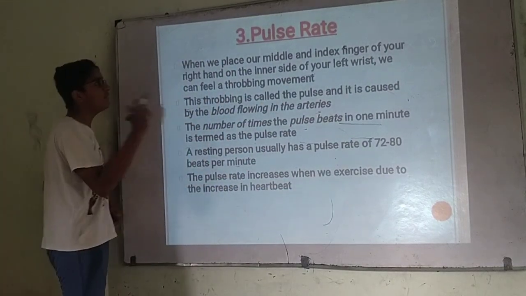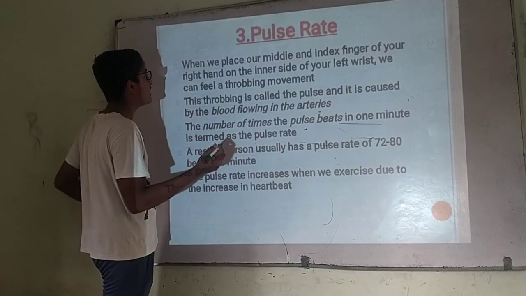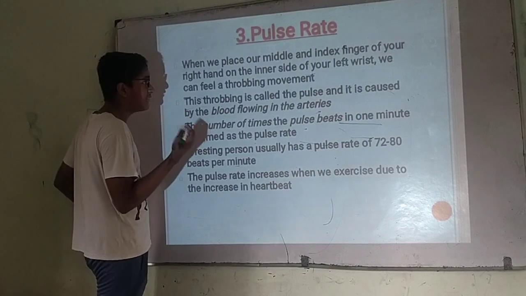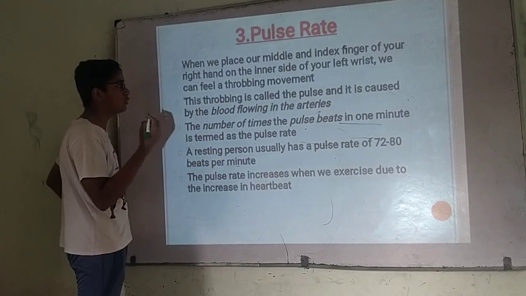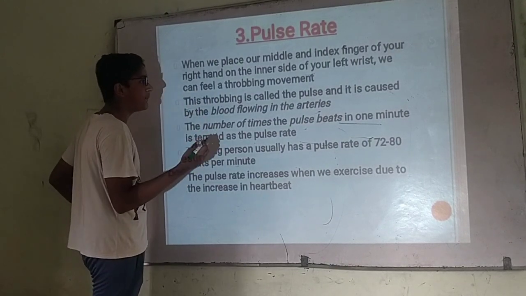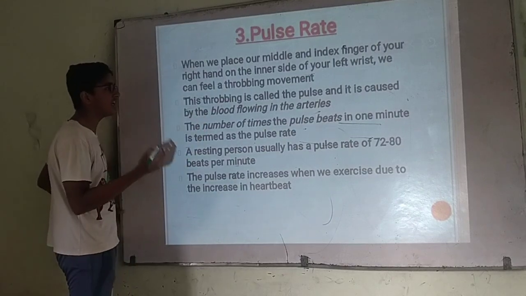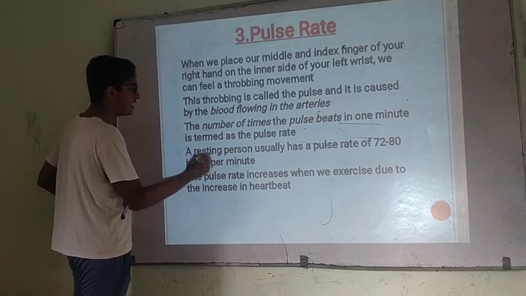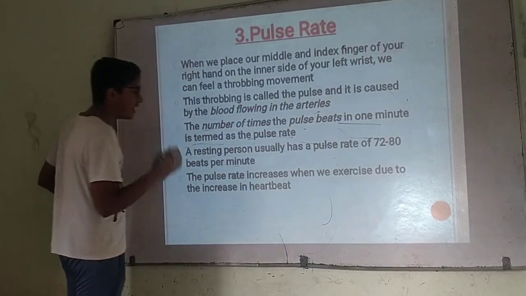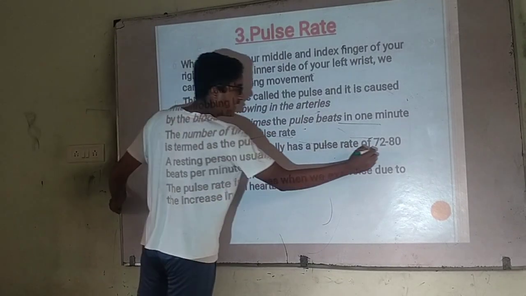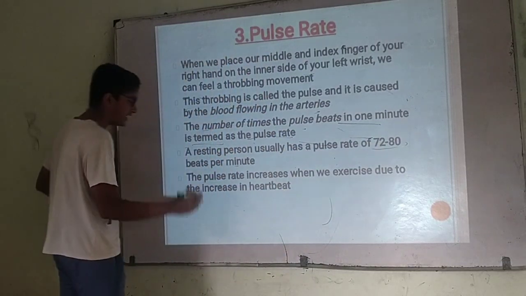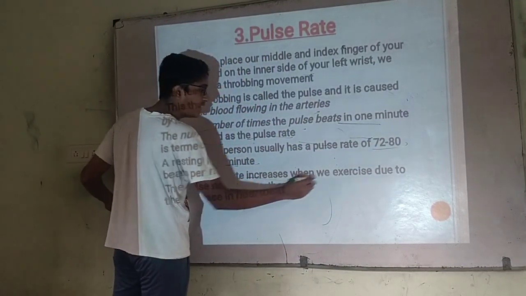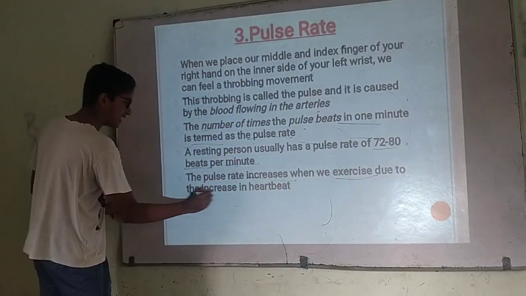Pulse rate. When we place our middle and index finger of our right hand on the inner side of our left wrist, we can feel a throbbing movement. This throbbing is called the pulse, and it is caused by the blood flowing in the arteries. The number of times the pulse beats in 1 minute is termed the pulse rate. A resting person usually has a pulse rate of 72 to 80 beats per minute. The pulse rate increases when we exercise due to the increase in heartbeat.